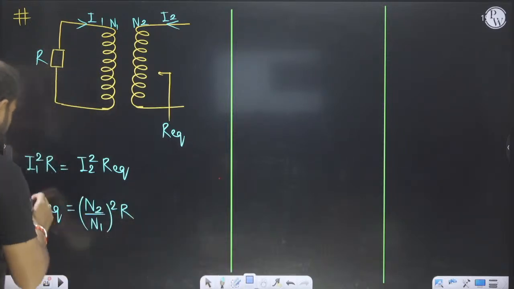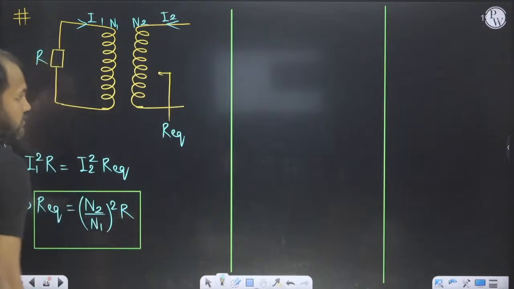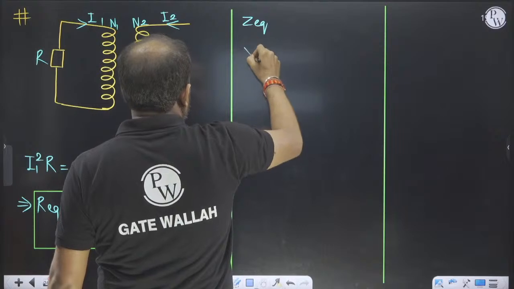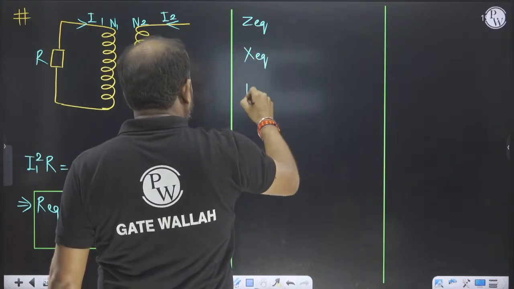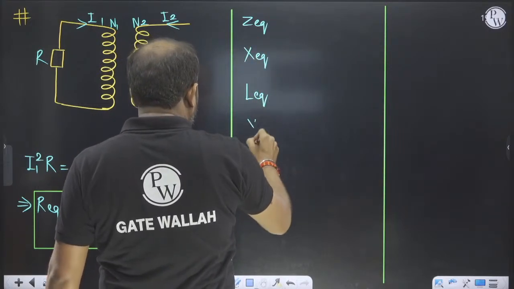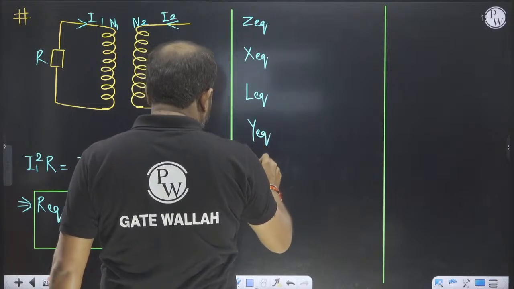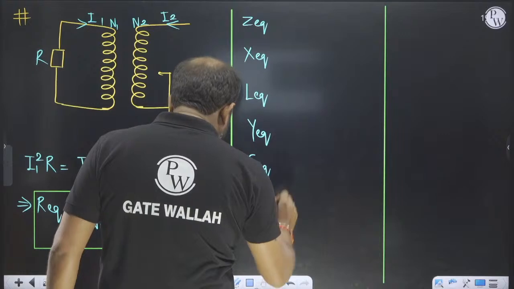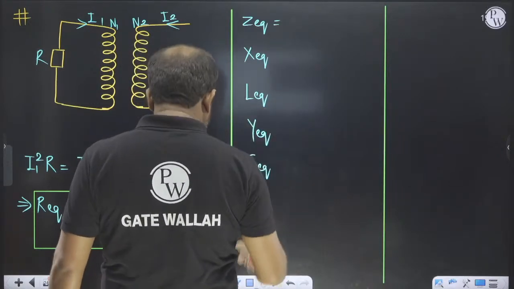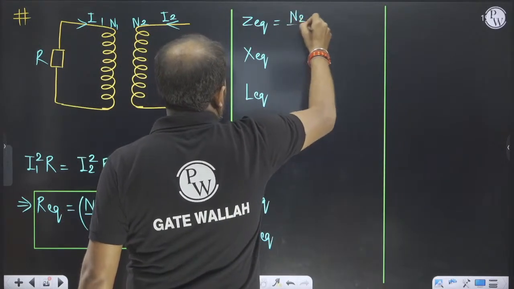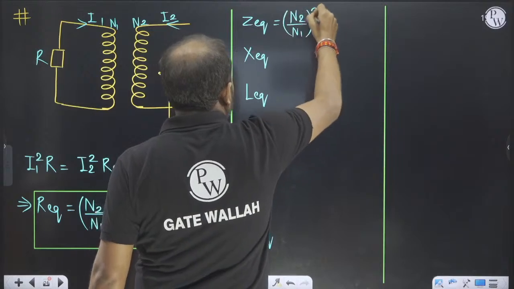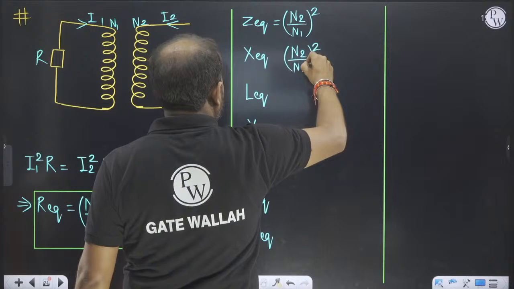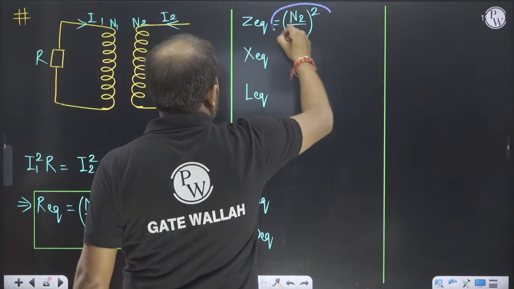So this is for resistance. So for impedance, reactance and inductance, admittance, conductance, capacitance and susceptance, we have N2 upon N1 whole square. And in this case the ratio will be same.